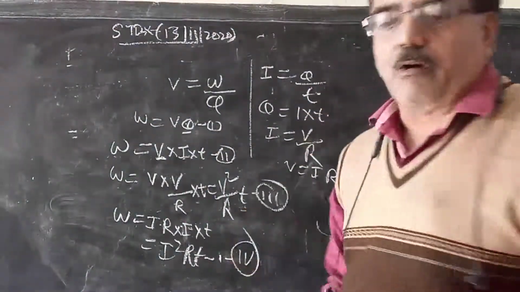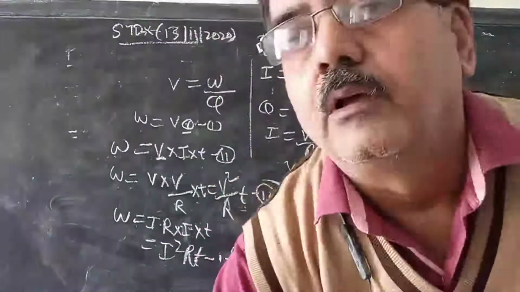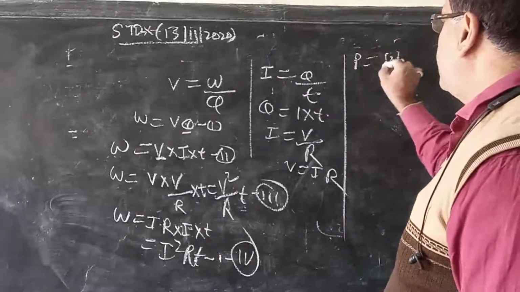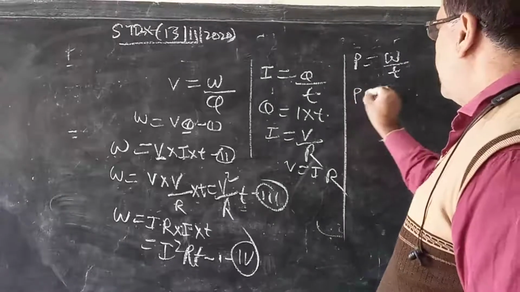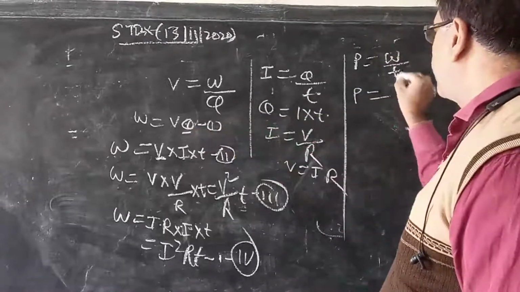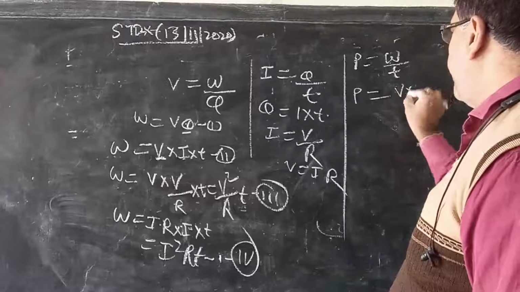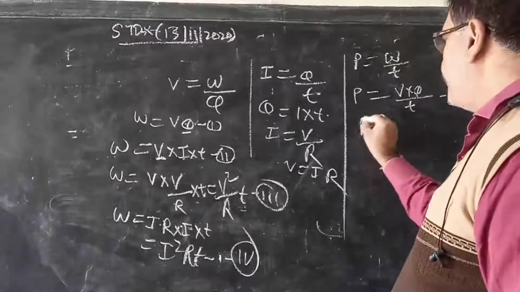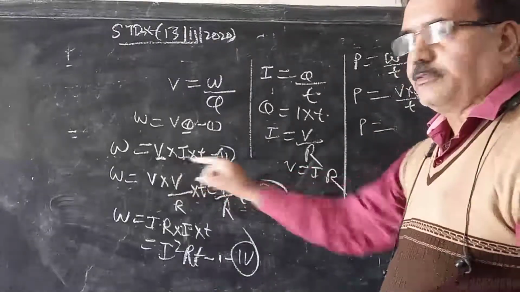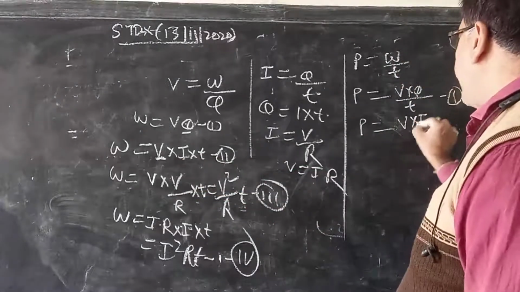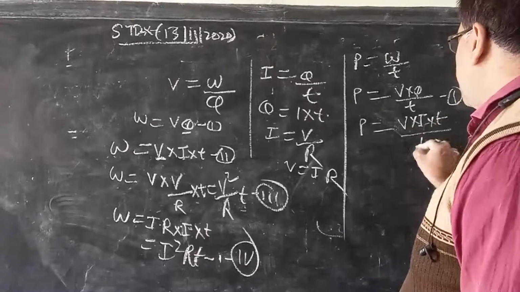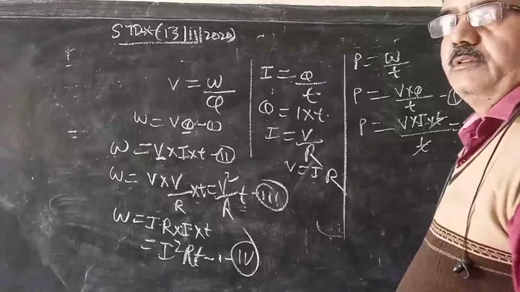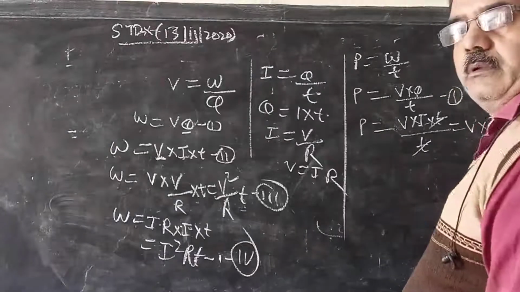Similarly, we can find out the power. We know that power is equal to W by T. Write the first form: in place of W we can write V into Q by T. This is the first form to get the power. Second form: in place of W write the second formula, V into I into T by T. This T will be cancelled. VI. This is the second form to calculate the power.